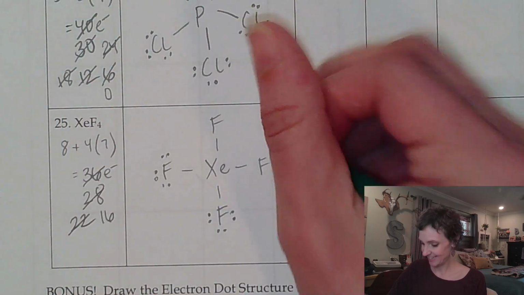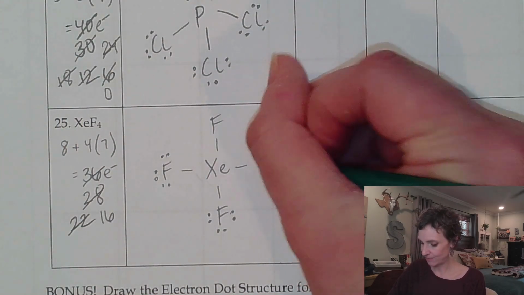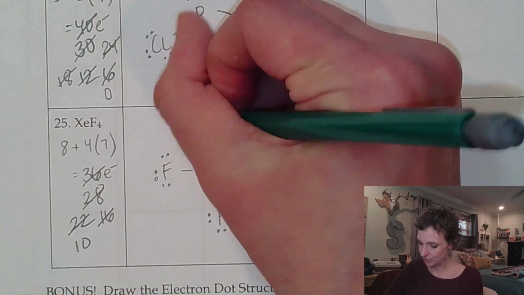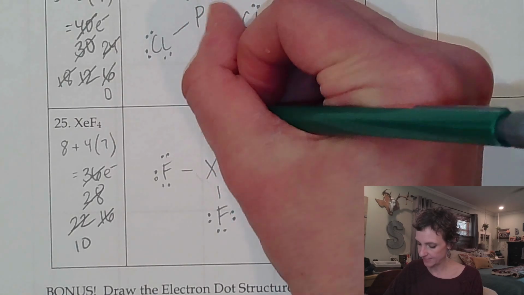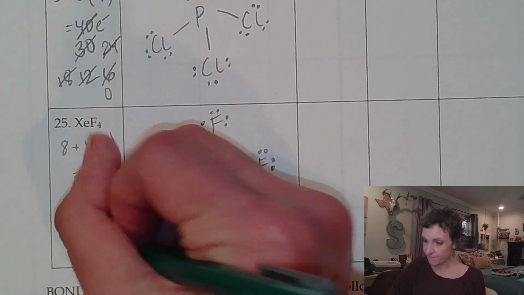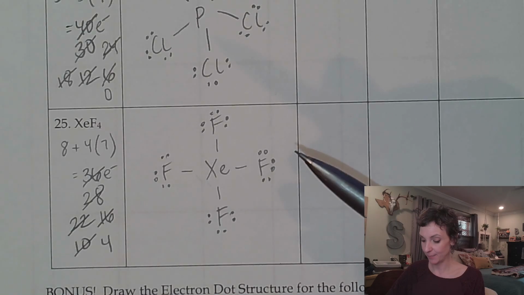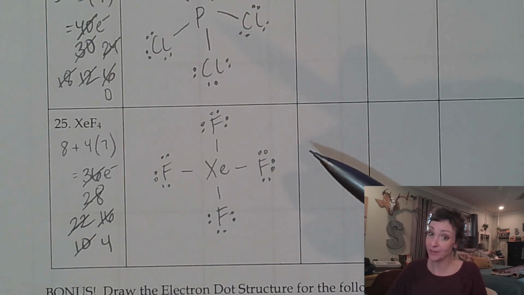16, right? Yes. 1, 2, 3, 4, 5, 6. That is 10. And then 1, 2, 3, 4, 5, 6. So then I'm at 4 left over. And y'all are like, wait, xenon totally has 8. He's super happy. Well, I got to put these 4 electrons somewhere.